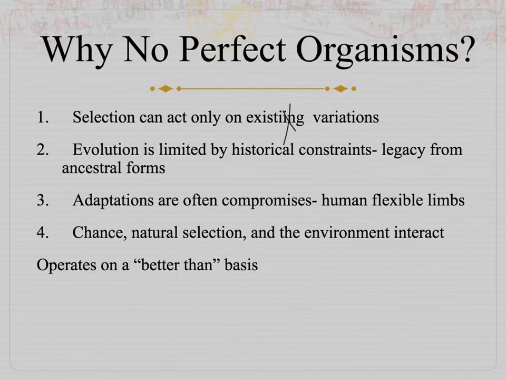A great example of that is humans have these amazingly flexible limbs, which help us do a lot of things, but there's a compromise that comes with that because there could be a lot of injuries that are sustained to our limbs because of their flexibility and limberness. And then chance, natural selection, and the environment are also interacting, causing organisms problems. So natural selection really just operates on a better-than basis. Having this is better than this at this point in time in this environment.